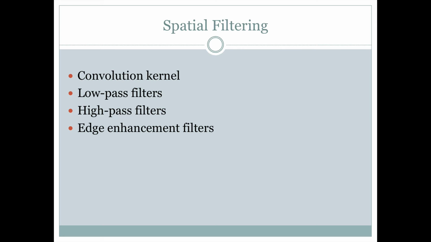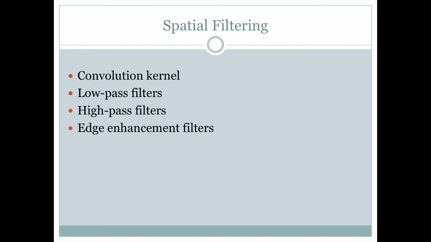Sometimes we actually want to manipulate or change the brightness values of individual pixels in order to better show what we're trying to show in an image. And when we do this type of thing, we call it spatial filtering. Any sort of spatial filtering is going to involve some sort of convolution kernel. And I'll talk about what that is in just a second.